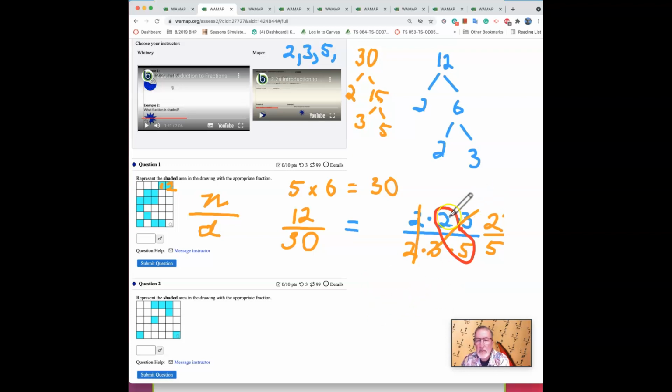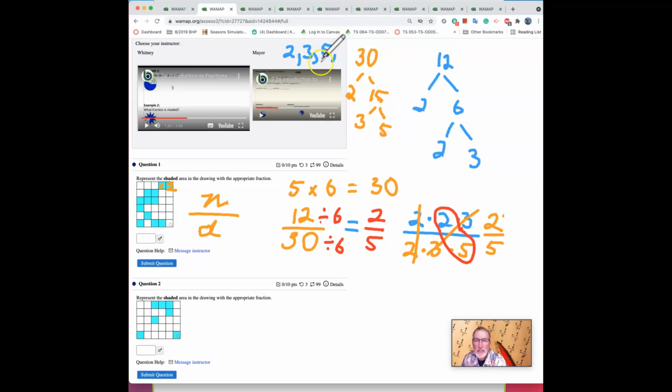And the 2 and 3 we crossed out, if you multiply 2 times 3, you get 6. So what we ended up doing basically was dividing the top by 6 and the bottom by 6, and we got 2. 12 divided by 6 is 2, and then 30 divided by 6 is 5.